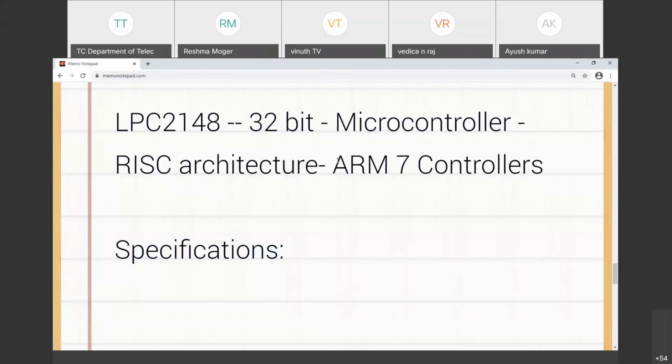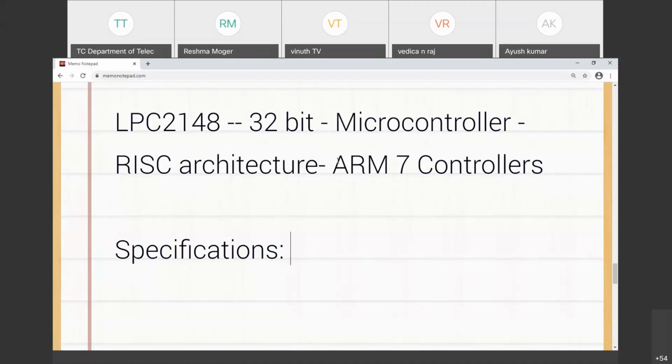But there are a few specific things. When you say ARM7 controller, in general you will say it is a 32-bit microcontroller with RISC architecture. It has RAM this much, ROM this much. For random access memory, the range is something like 2 KB to 40 KB. And for ROM size, 32 KB to 256 KB.